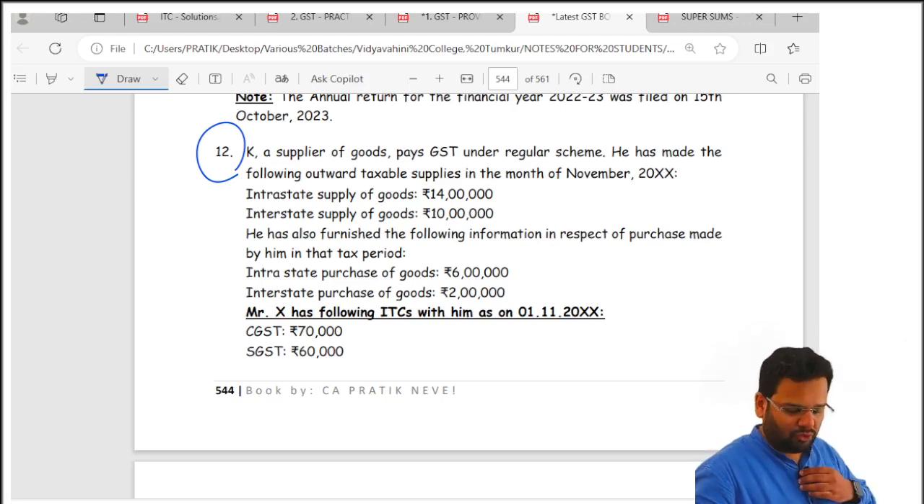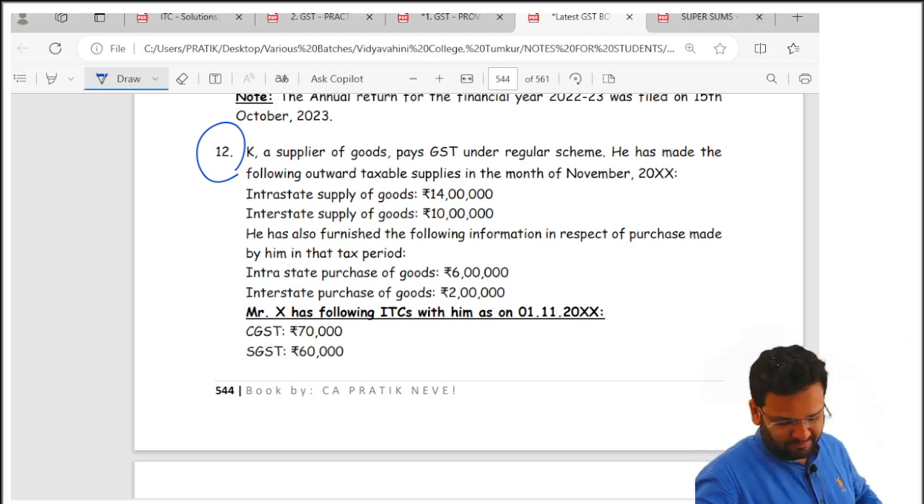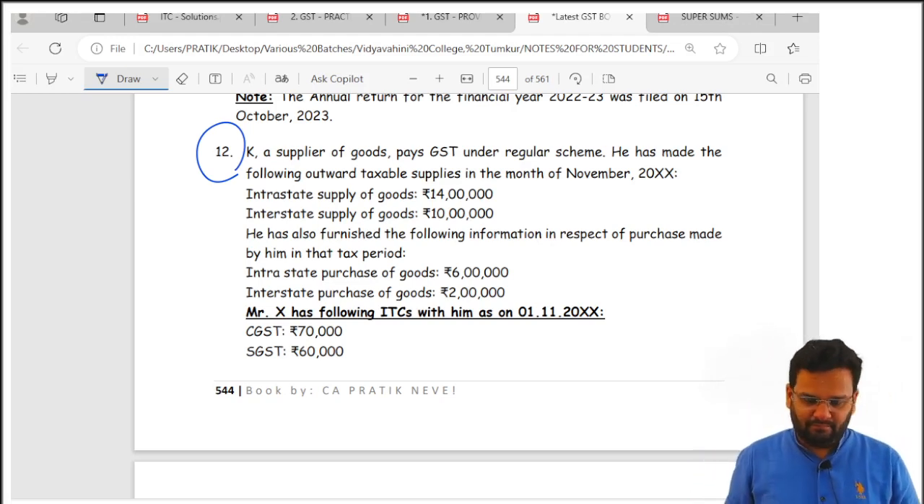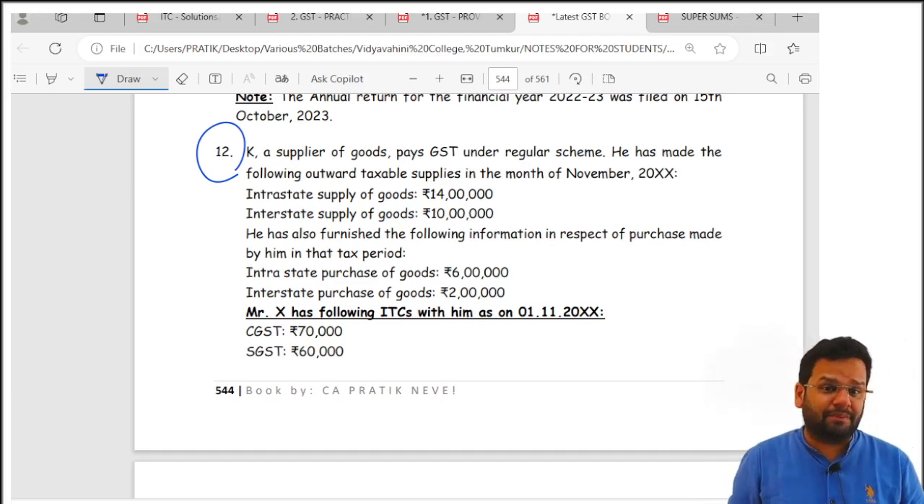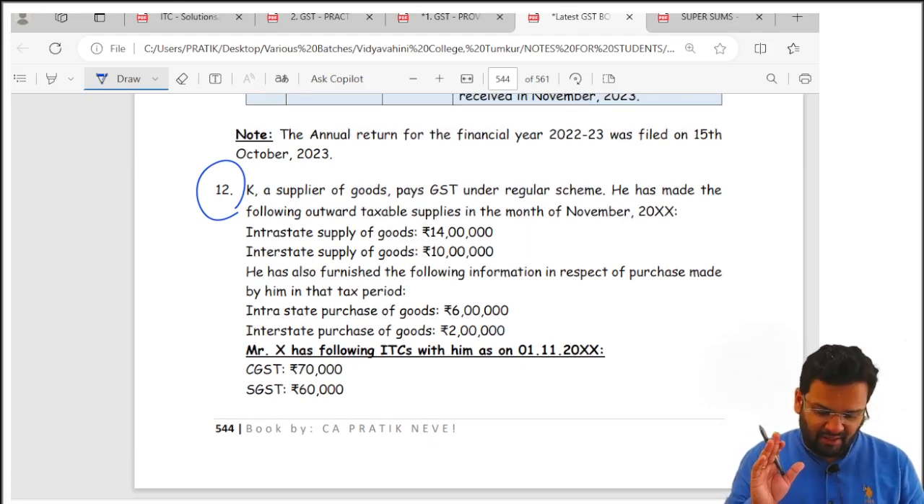Go to question number 12. Shall we check? All of you found it? What is the page number? With you it is 556. Okay. K, supplier of goods, pays GST under regular scheme.